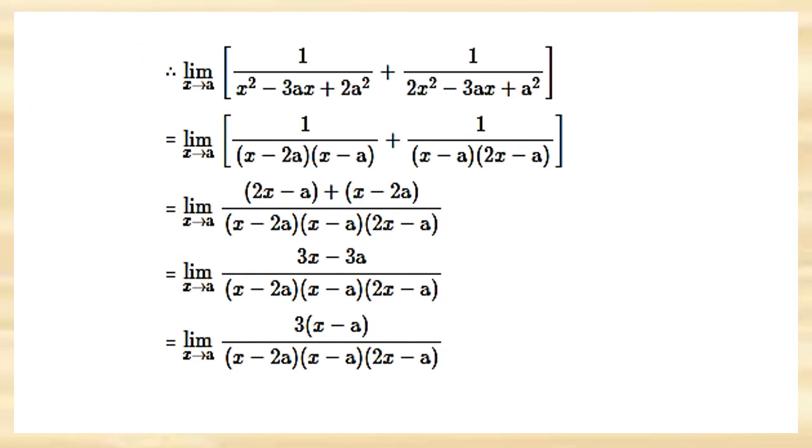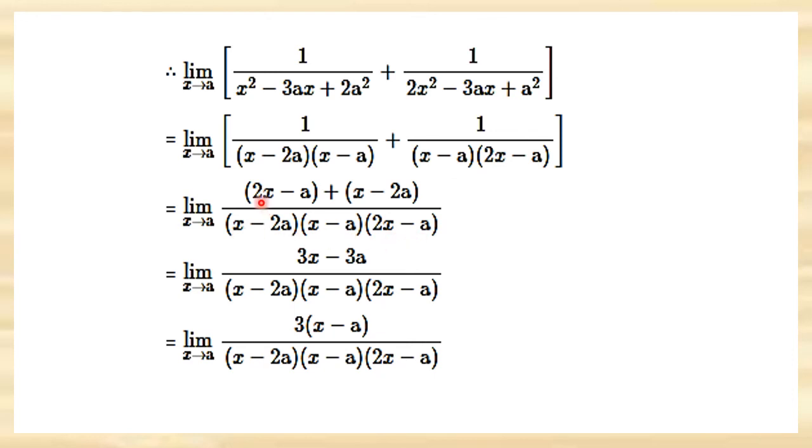Now the given limit can be written as limit x tends to a of 1 upon x square minus 3ax plus 2a square, which can be written as x minus 2a into x minus a, plus 1 upon 2x square minus 3ax plus a square, which can be written as 1 upon x minus a into 2x minus a. Now only x minus a is common here and we have to make the denominators equal for adding it. So we will multiply the first numerator and denominator by 2x minus a and the second numerator and denominator by x minus 2a. So it is 2x minus a plus x minus 2a. Then the denominators will become equal and we can take it common.